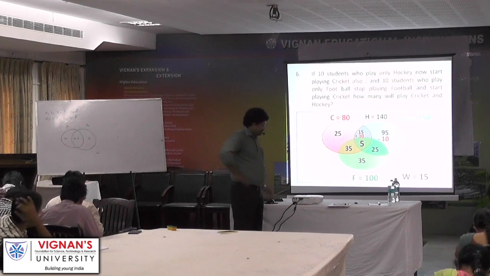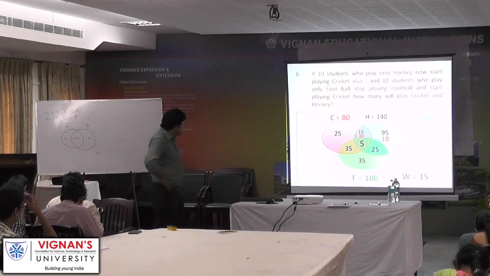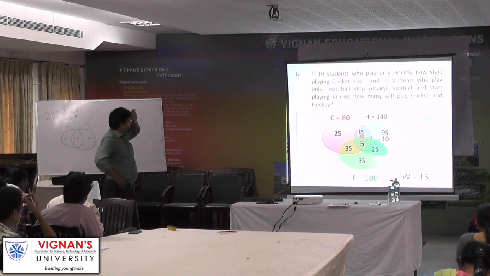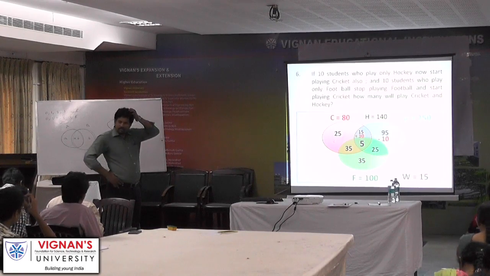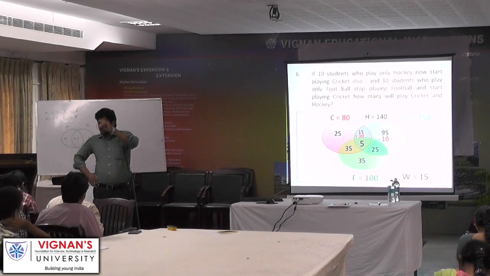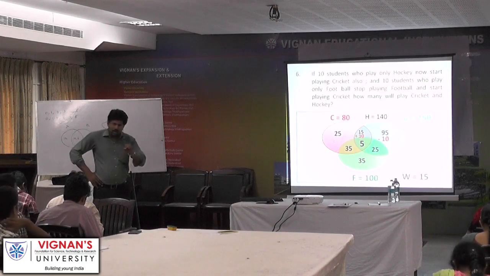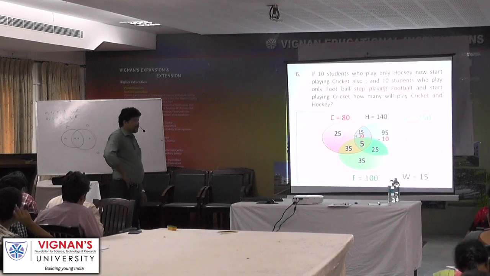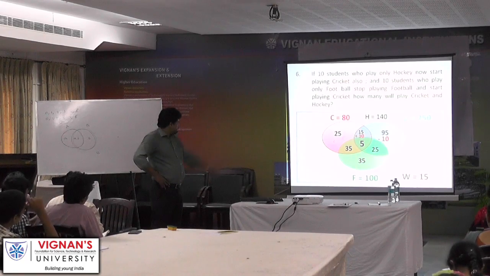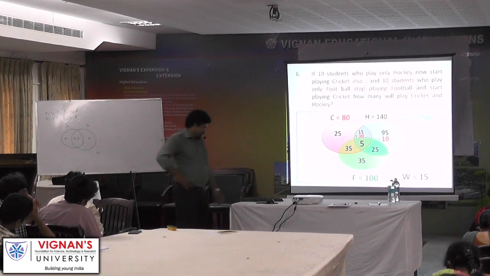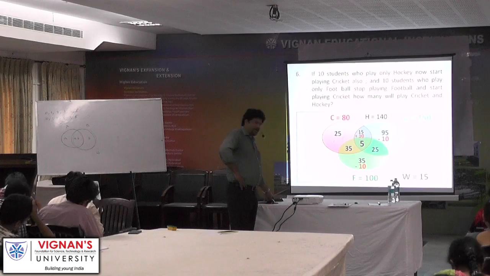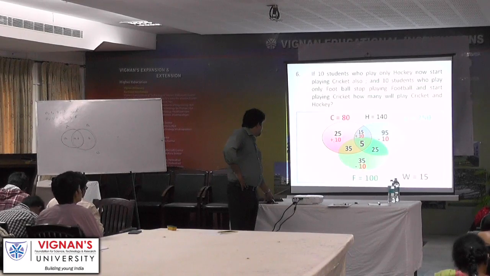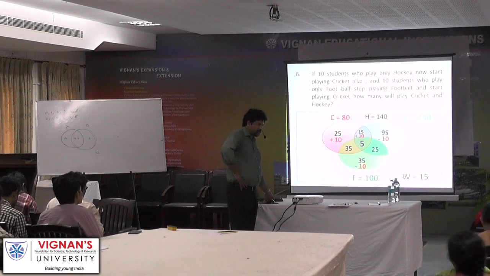You understand? Right. And 10 students who play only football, how many play only football? 10 students who play only football stop playing football. They are playing only one game, football. Even they stopped it now, it means they are not playing any game. So now they start playing cricket. Where will they join? 35 minus 10 and 25 plus 10. So they will join here.